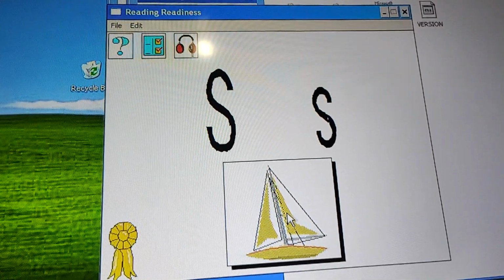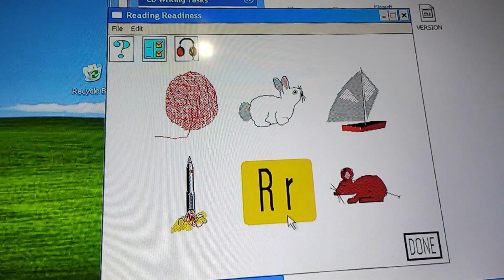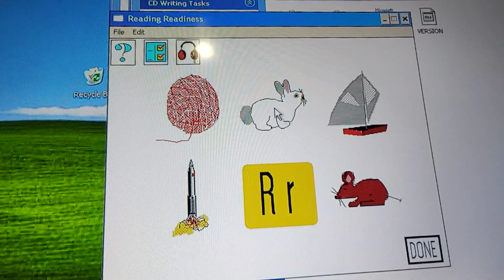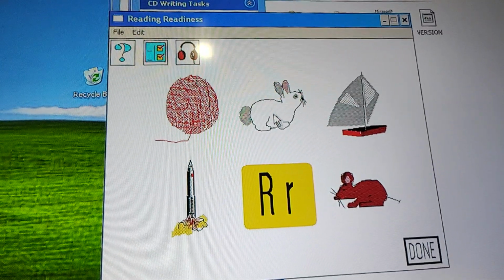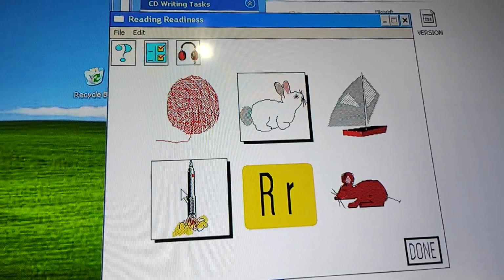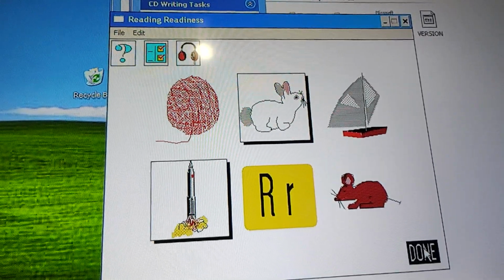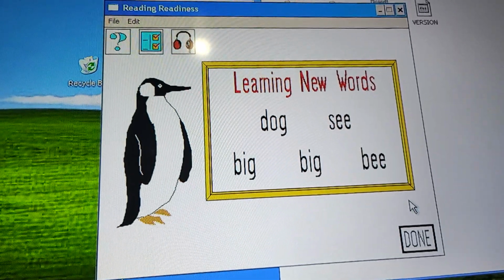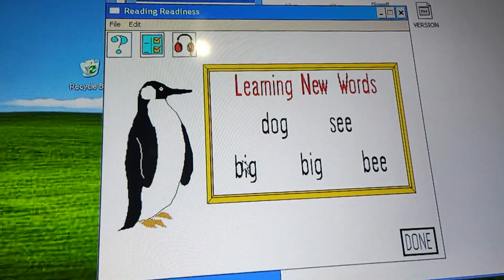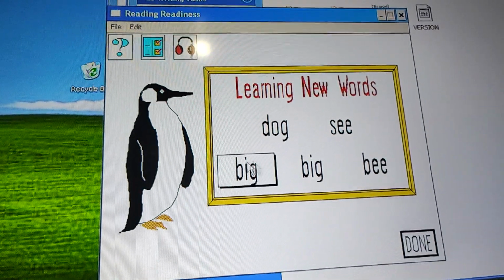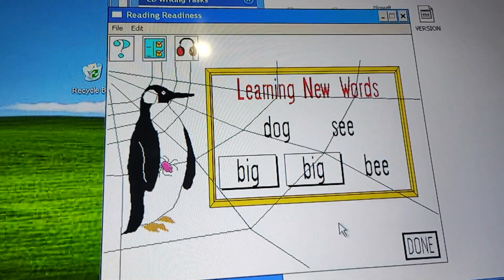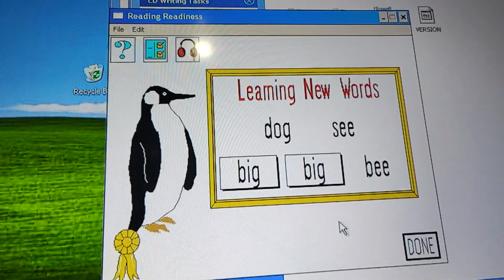Good job! Mark the 2 pictures that begin with the letter R, as in radio. Click on Done when you are finished. Excellent! 2 of these words are the same. Mark them. Then click on Done. Good work!